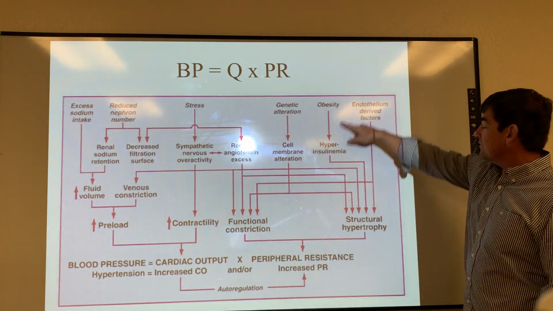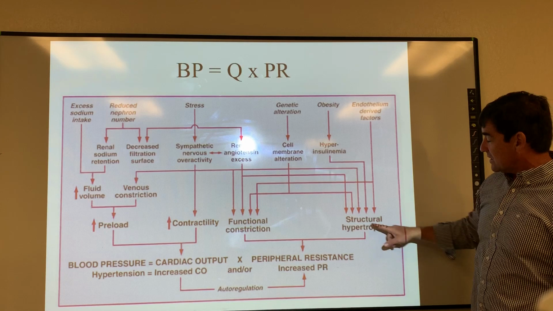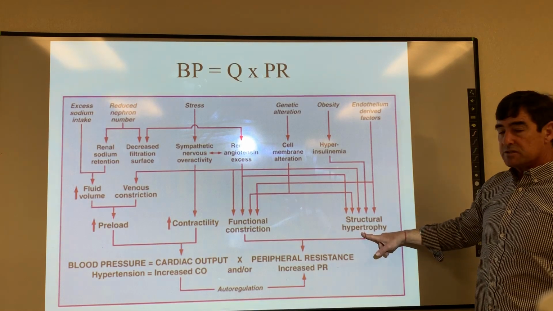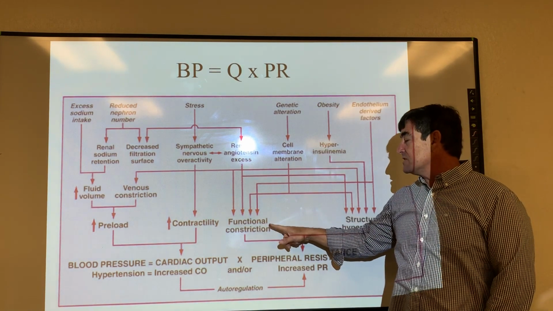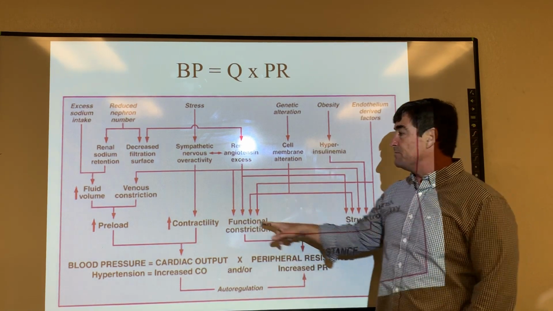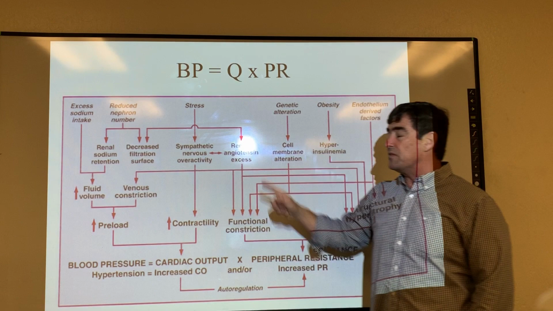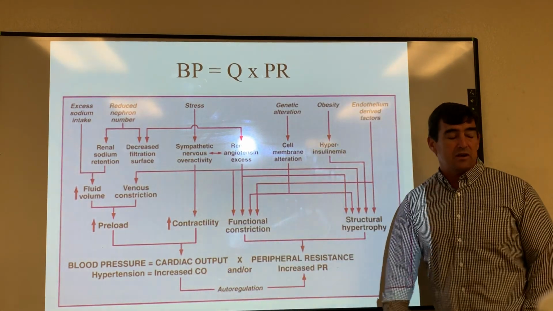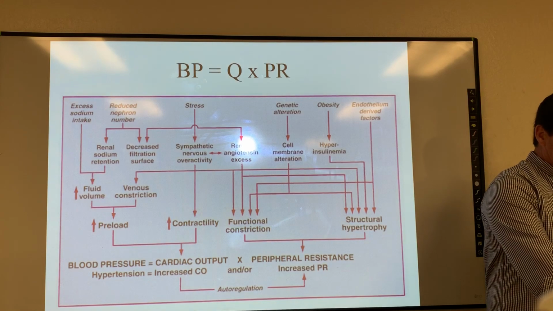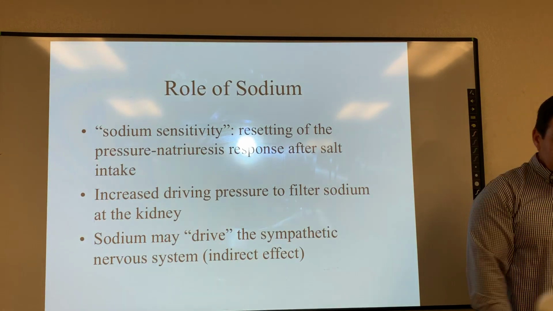The thing we're going to focus on first of all is some of the things that cause structural changes to the activity of the blood vessels, and then we're going to talk about some of the things that cause functional constriction, and then we're going to go back and talk about some of the possibilities of different mechanisms to increase both cardiac output and vascular resistance.